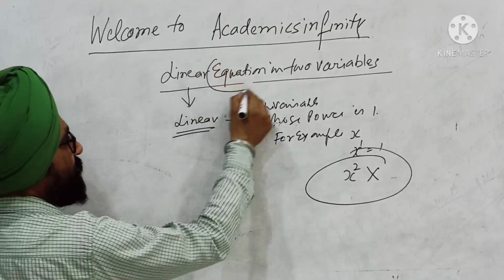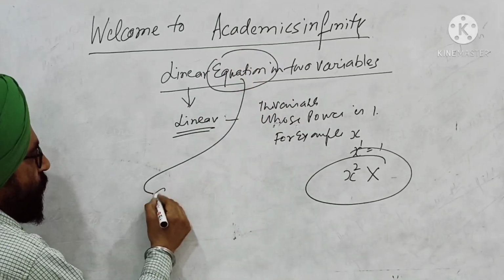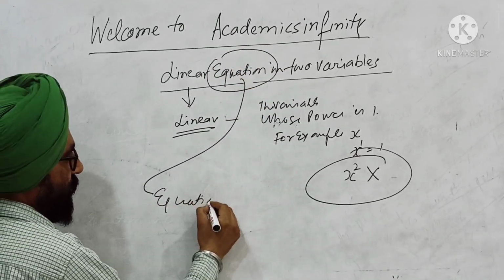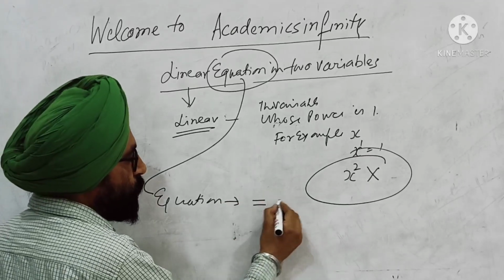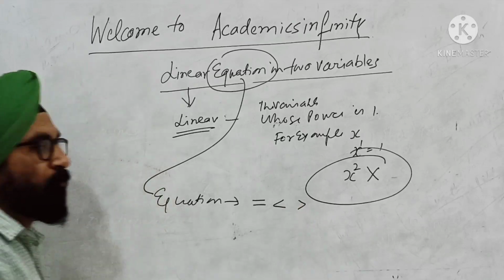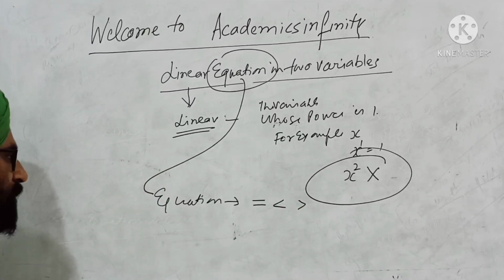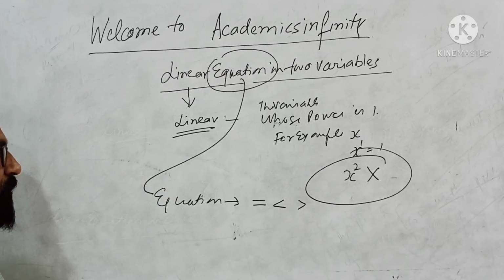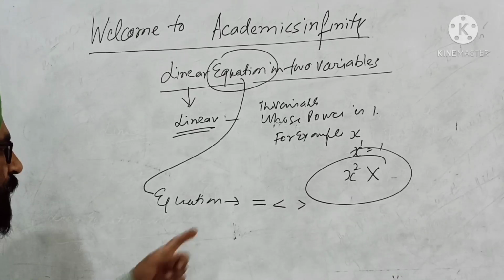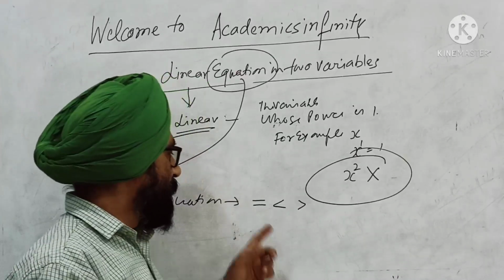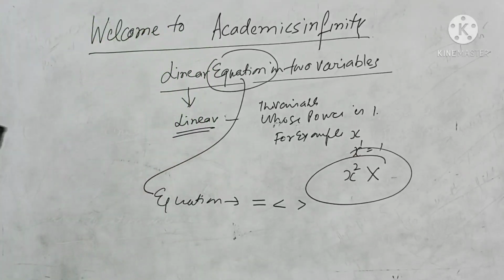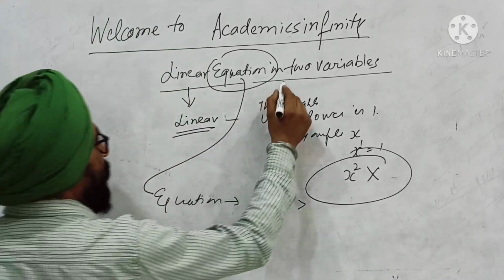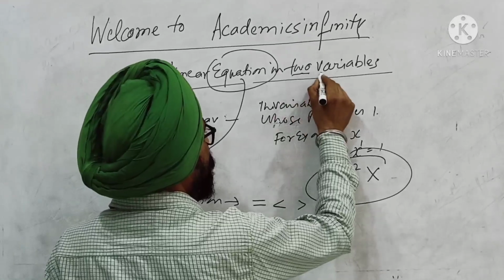The second word is equation. What is equation? Anything we present in the form of equal to, less than and greater than, that is an equation. We will here discuss only the equal to in the 9th class. Less than, greater than we will discuss in the higher classes. And here next is two variables.